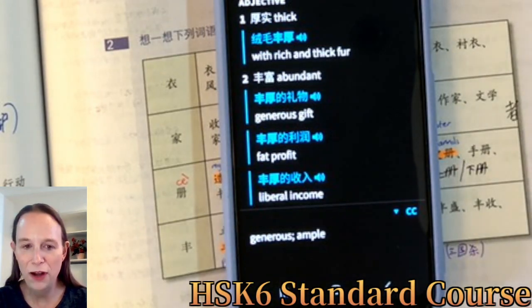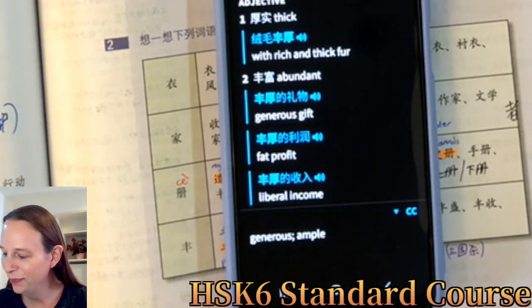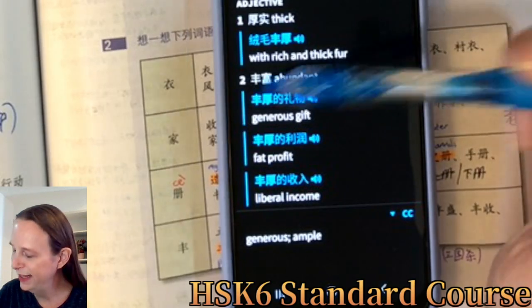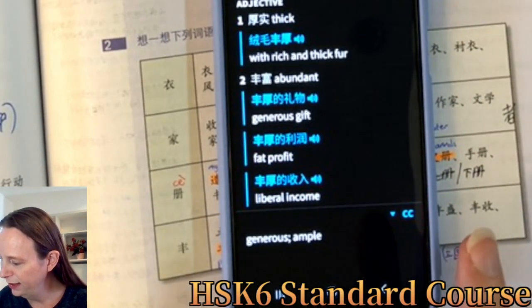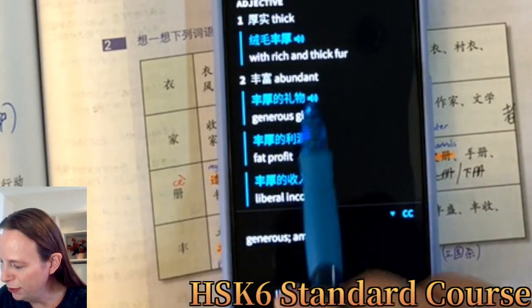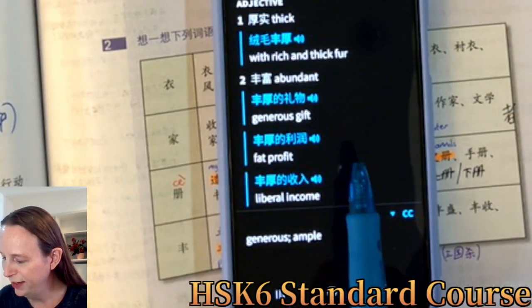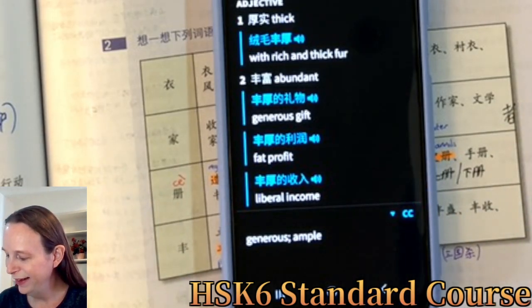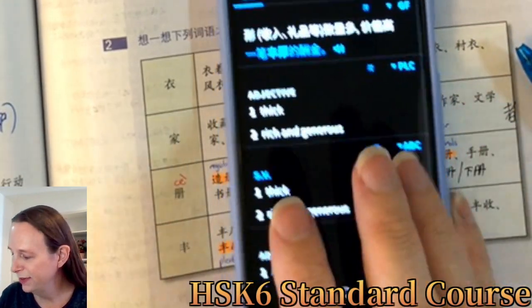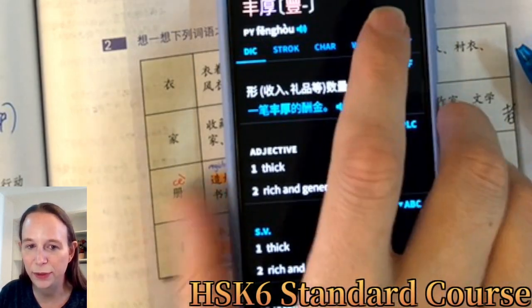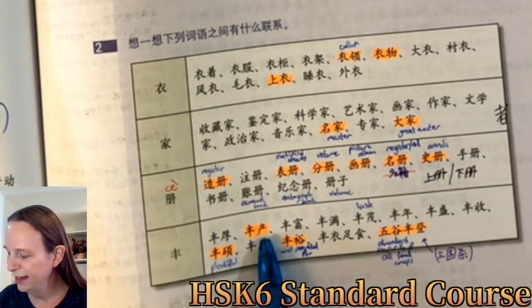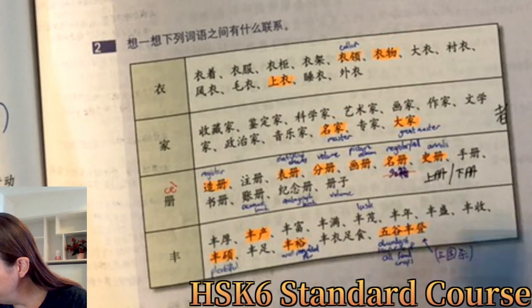I often, this is a good one. 绒毛丰厚, so rich, thick fur. Yeah. And the other one, oh, it's just a synonym for 丰富 in these cases. 丰富的礼物, 丰厚的礼物, 丰厚的利润, fat profit. 丰厚的收入. All right. Yeah, adjective, usually it's a good thing. In fact, probably always. 丰产, yeah, so these ones, 丰产丰收.